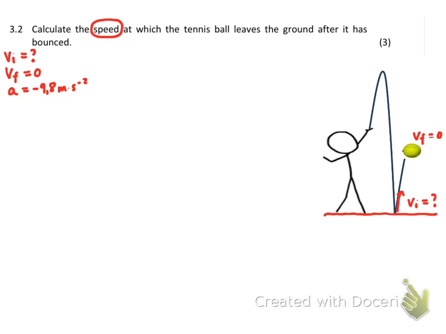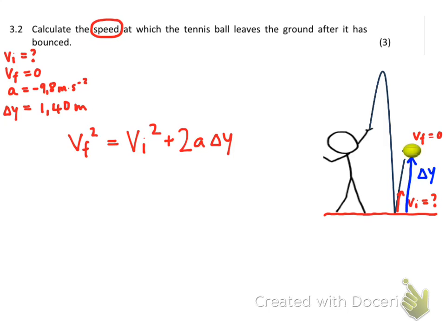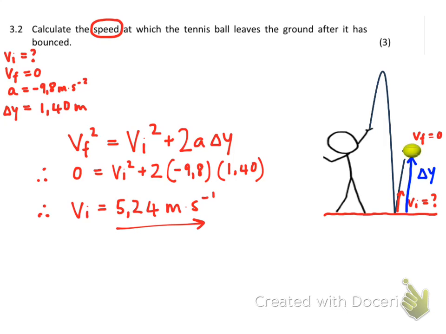Acceleration again, minus 9.8. And delta y, in this case now, is from the ground up to where the ball is, and so that's a positive displacement because it's in the up direction, and we've taken a sign convention that says up is positive, and so that's a positive 1.4 meters. Alright, our formula is VF squared equals VI squared plus 2a delta y. Final velocity up at the top of the bounce is 0. Initial is what we're looking for. A is minus 9.8, delta y is 1.4, and so our initial velocity is 5.24 meters per second up, but they just want the speed, so that'll do.